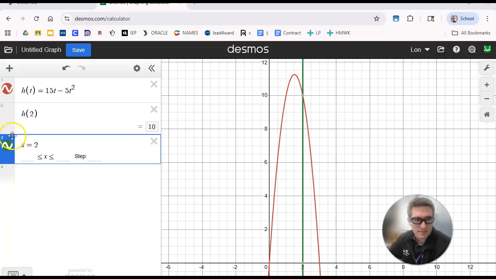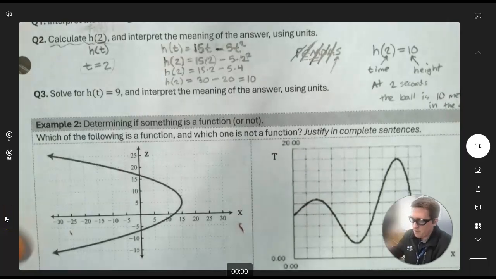Another thing I can do is say, hey, what happens when x equals 2? It creates a different line here, and where it intersects, it gives me the point. It says, hey, at 2 seconds, it's located 10 feet in the air. All right, let's do the next question.